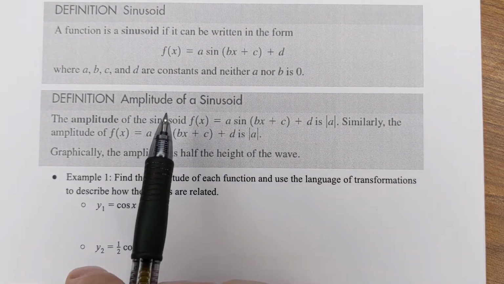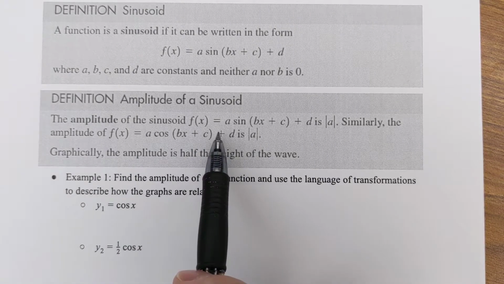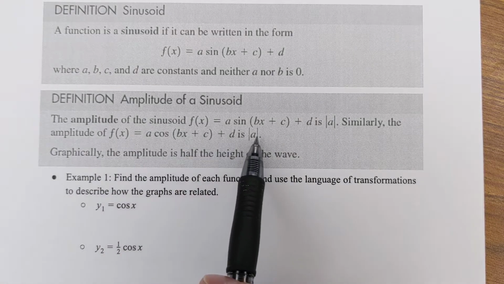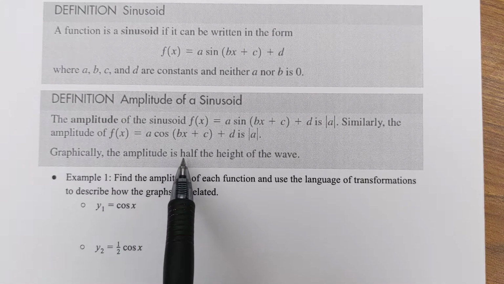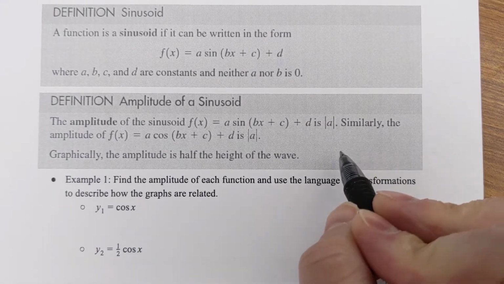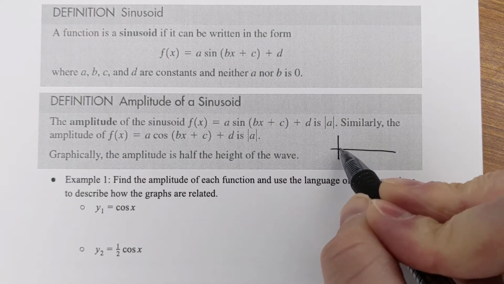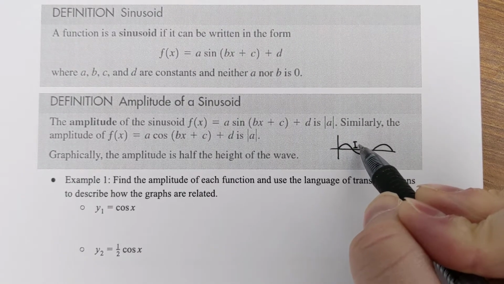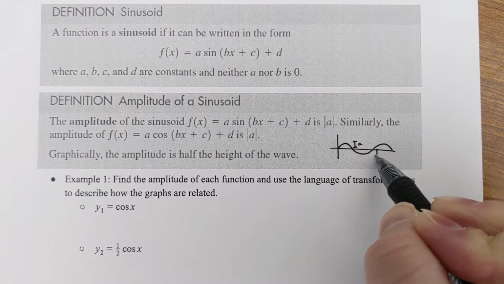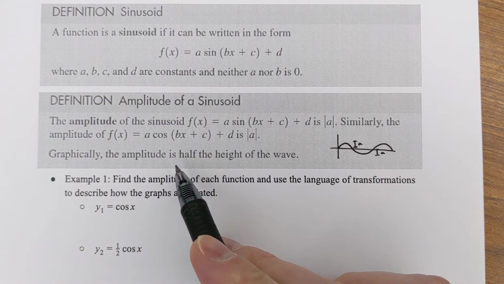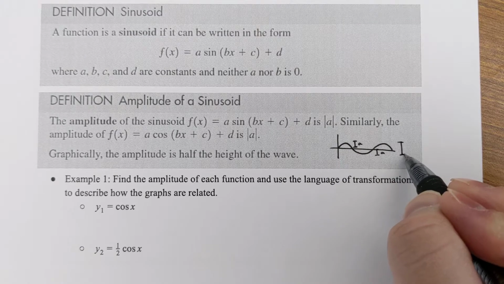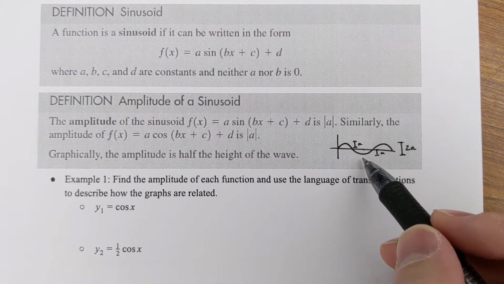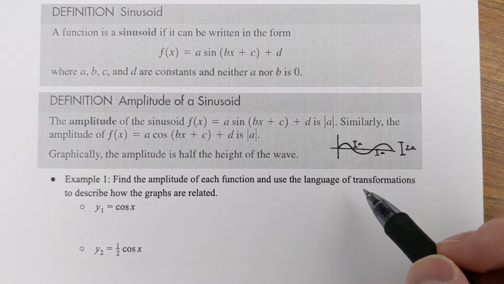So definition, we've got the amplitude. The amplitude of a sinusoid, a sine of bx plus c, plus d, is the absolute value of a. Similarly, the amplitude of a cosine function is also the absolute value of a. Graphically, amplitude is half the height of the wave. So if you think about your graph of a sine function, for example, the amplitude is that amount, or that amount. The height of the wave is 2a. The amplitude is from the center line up or from the center line down, not top to bottom. So be careful with that.